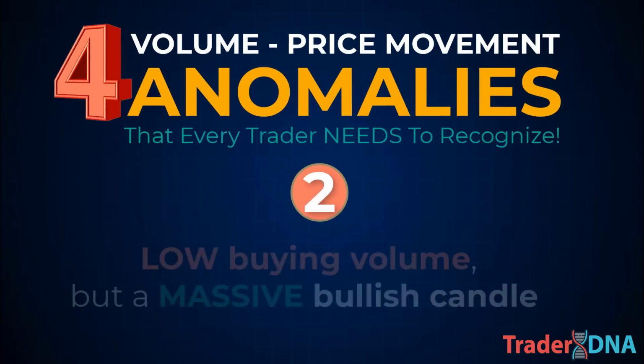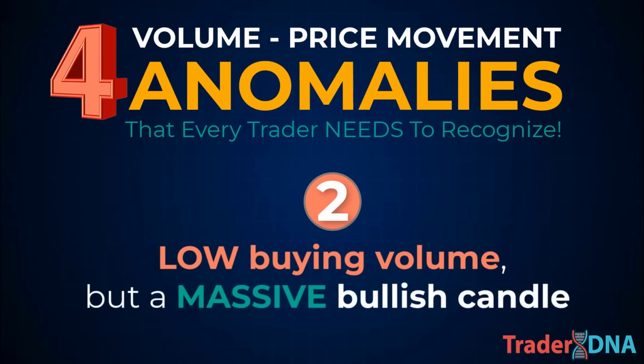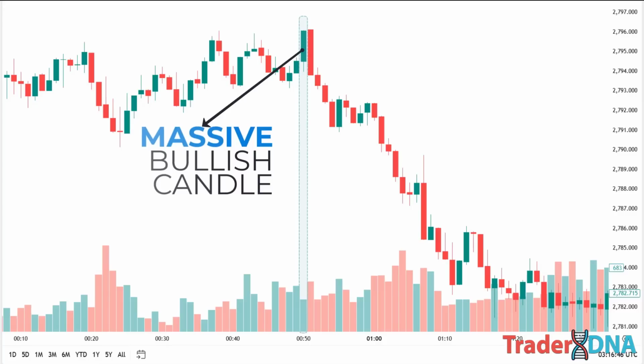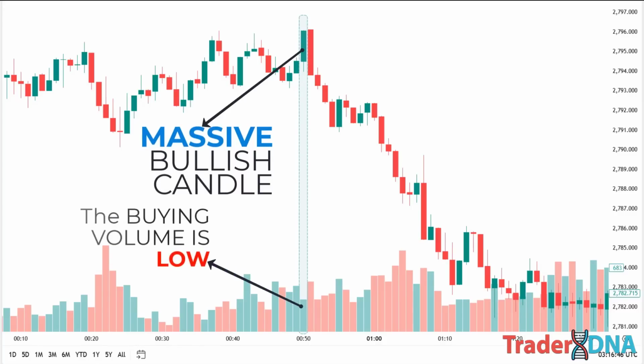Alright, let's move on to Anomaly 2. Low buying volume, but a massive bullish candle. Alright, picture this. You're looking at your chart, and bam! A huge green candle appears. Price is skyrocketing, everything looks bullish, and you're about to FOMO in. But wait, something's off. The buying volume is low? How is that even possible? Is this a strong rally or a massive trap? Well, let's break it down, because if you don't understand this, you could be walking straight into a trading disaster.